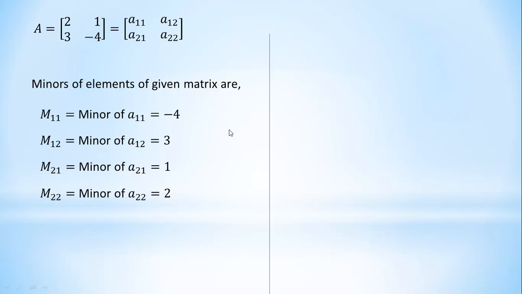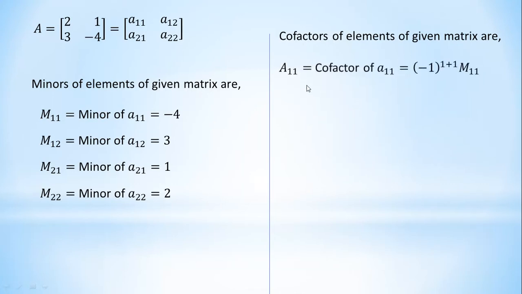Now we will see the cofactors. So cofactors of elements of the given matrix are, see, the first cofactor, that is capital A11. How will you get that? That is called the cofactor of A11, the cofactor of this element. By the formula it is -1 raised to i plus j. Here the suffixes are 1 1. So -1 raised to 1 plus 1 into M11. So A11 is related to M11.